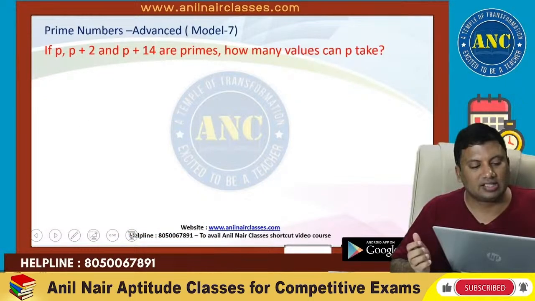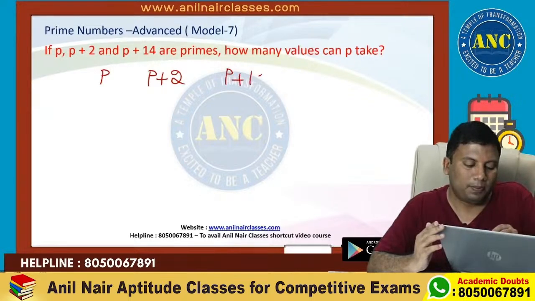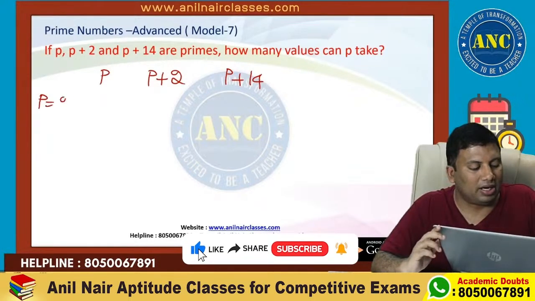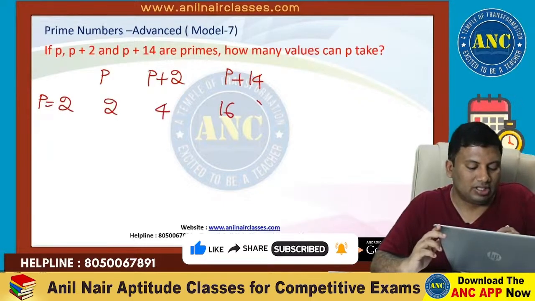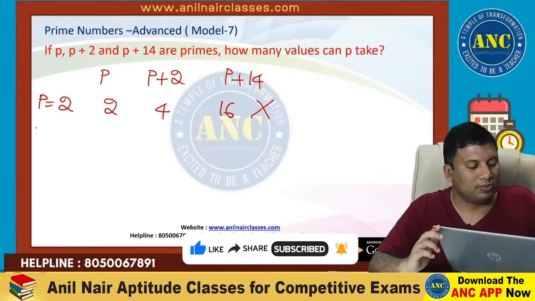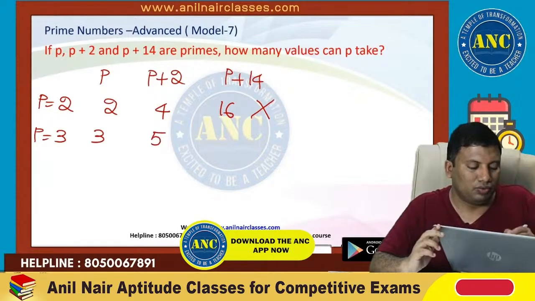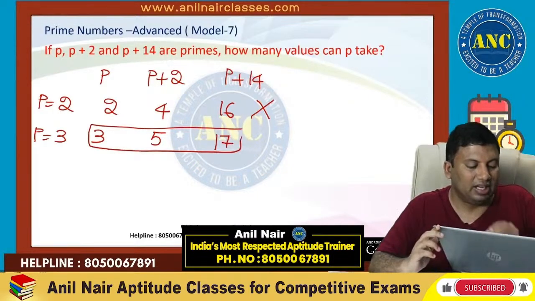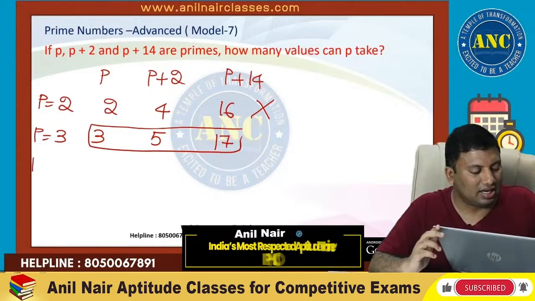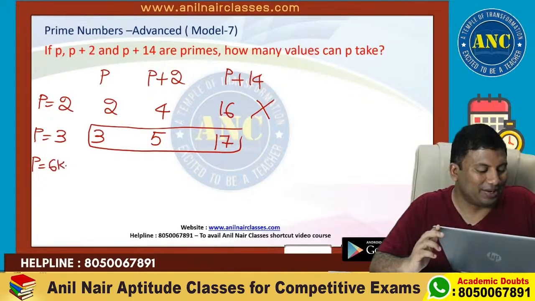Next one. P plus 2, again an exam model question. P plus 14 are prime numbers. So if p equivalent to 2, plus 2, 4, 2 plus 14, 16, it is not possible. If p equivalent to 3, plus 2, 5, 3 plus 14, 17. 3, 5, 17, this is a prime number triplet. Pythagoras is coming into my mind.